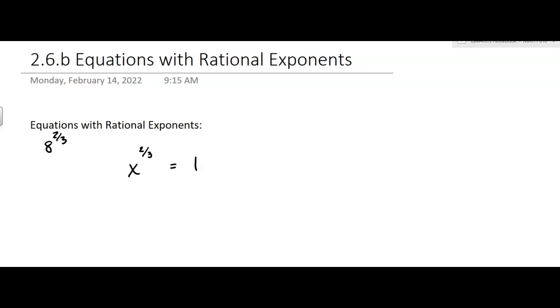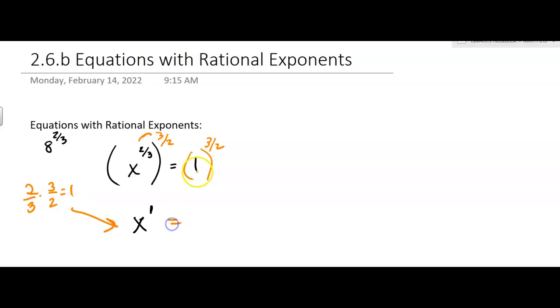But what we can do is we really want it to be x to the first power. So what we're going to do is we're going to raise this side of the equation to the reciprocal of that rational number. Okay, so we had x to the 2/3. We're going to raise that to the 3/2. Now, because we did that on the left, we also have to do it on the right. And so it looks like that. Now, what happens here is those multiply. 2/3 times 3/2, that's just 1. So I got my x to the first power.